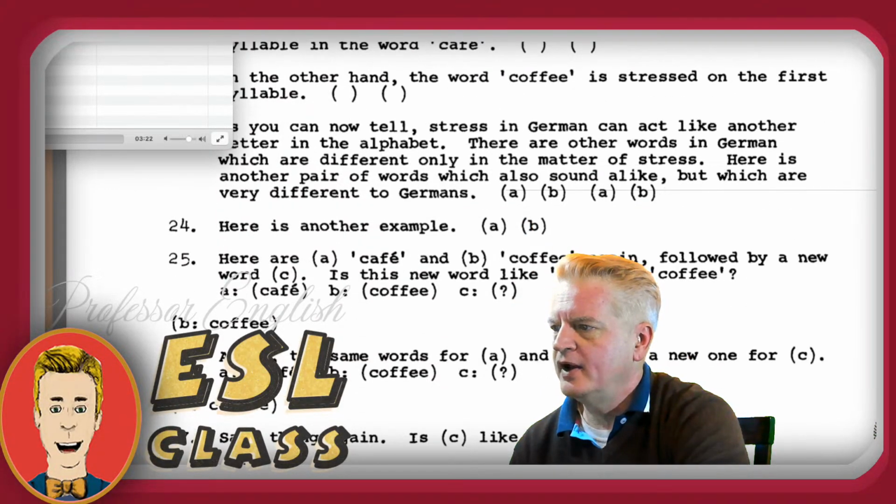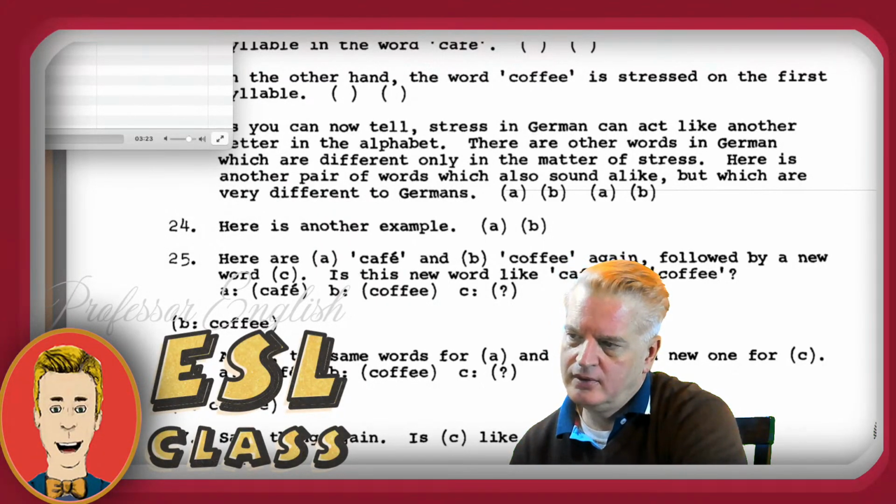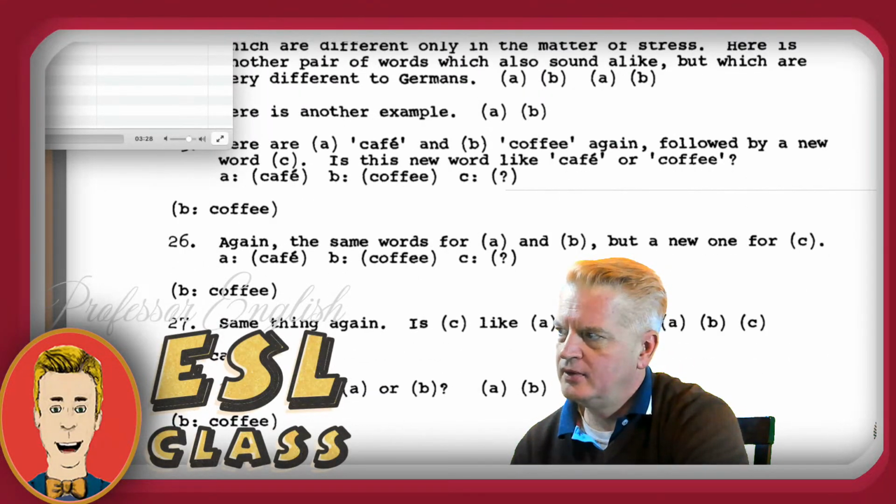26. Again, the same words for A and B, but a new word for C. Morgen. That still sounds like the first syllable, B. 27. Same thing again. Restaurant. So that's the second syllable. So that's like cafe. A.